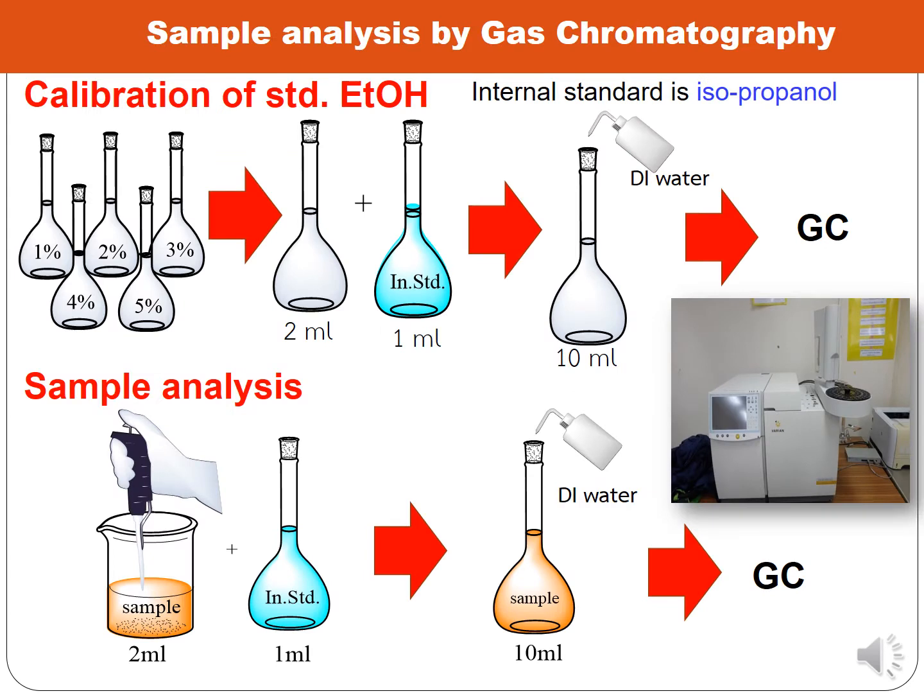Also, we use gas chromatography to assess the ethanol concentration, so we need to construct a calibration graph first. In this work, we use the internal standard method. The internal standard is isopropanol, and we make a calibration of ethanol concentration ranging from 1 to 5% by volume, and we prepare all the standard solutions and all samples and inject them to the GC to obtain the data.